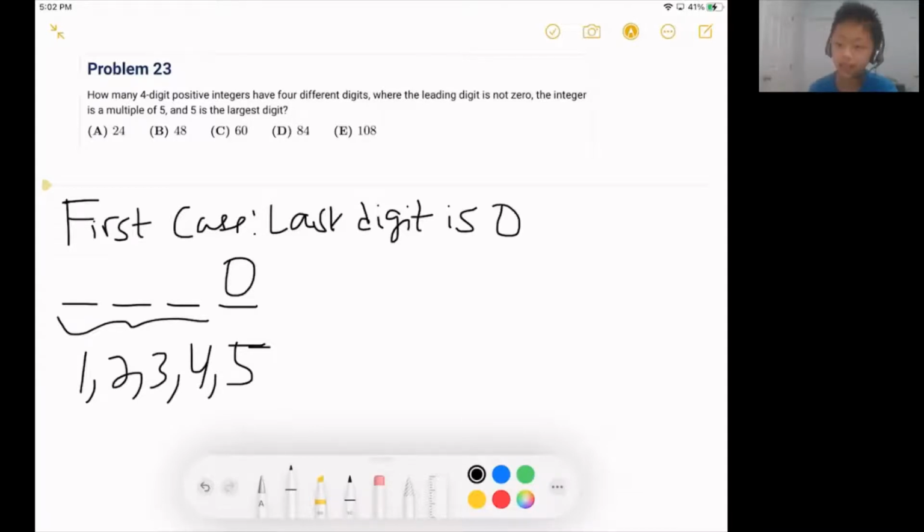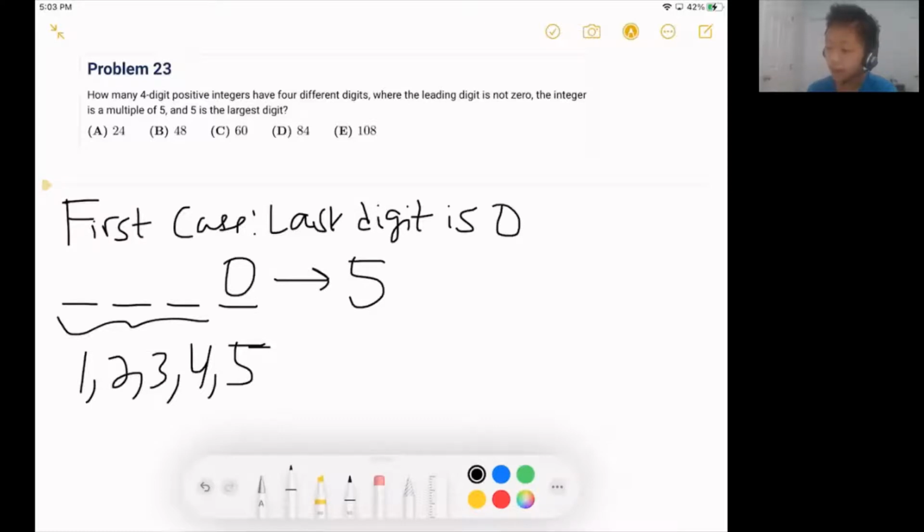And basically now, we can do something called constructive counting, and notice that the first digit can be any number from 1 through 5. So you have 5 possibilities.